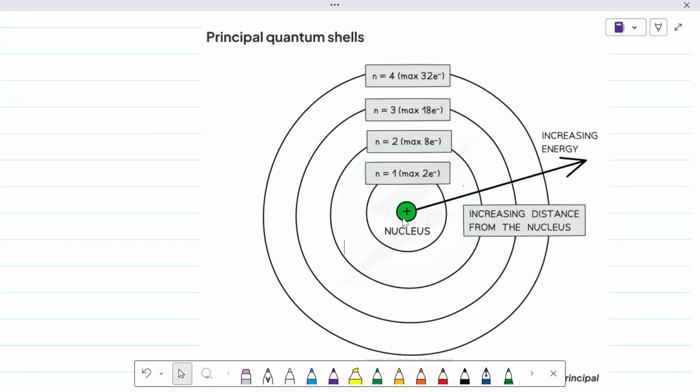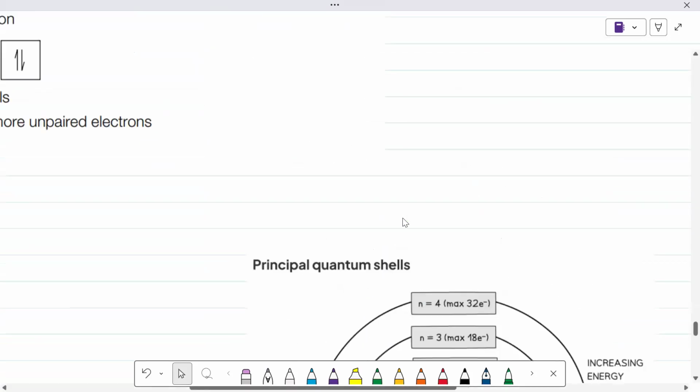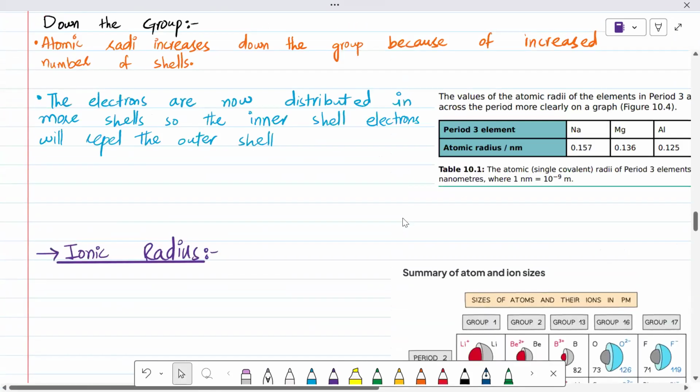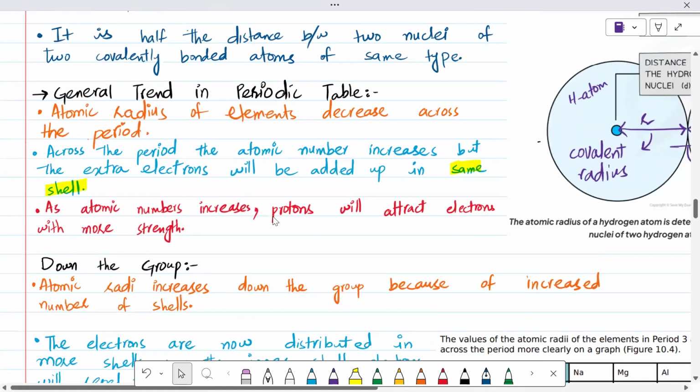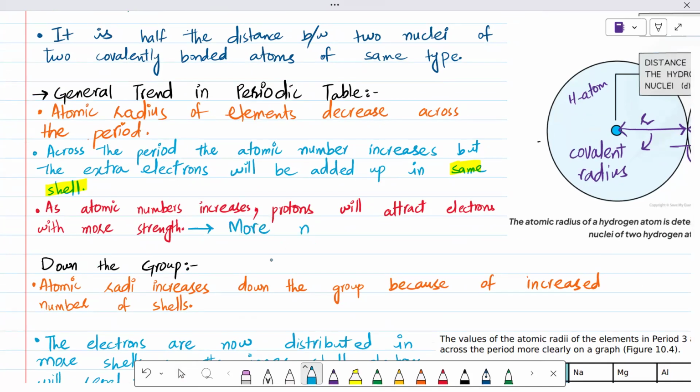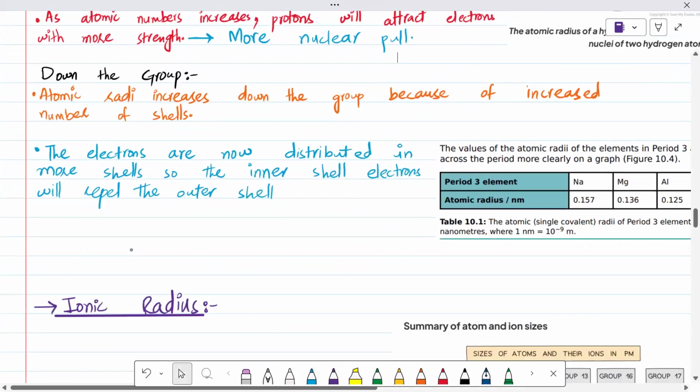Clear? Yeah. Now the nuclear pull will be decreased. Over here, across the period, the nuclear pull was more. What is meant by nuclear pull? That the nucleus will attract the electrons toward itself. Down the group, there will be less nuclear pull.